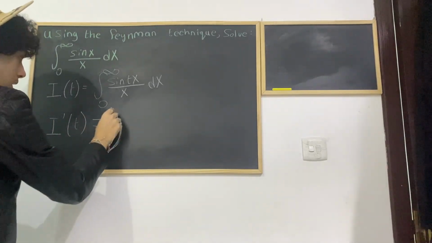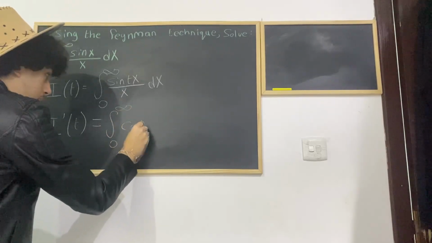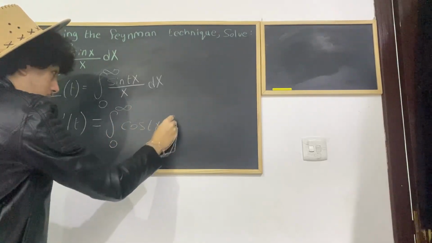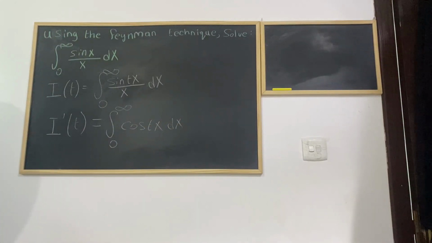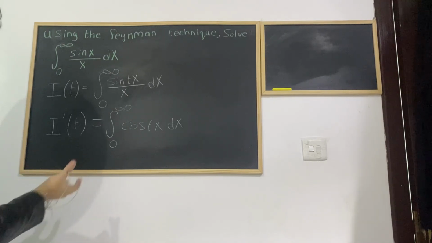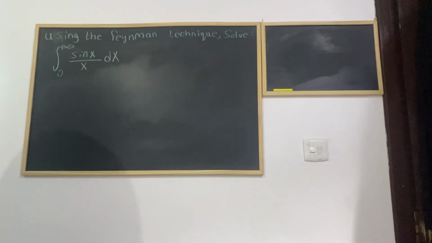So if you differentiate both sides, you're going to get that I dash of t is equal to the integral from 0 to infinity of cosine tx dx. Now the problem is the function inside the integral does not converge, it diverges. So if you evaluate it, you're going to see that it does not converge, it diverges. Now that's a problem. So let's start it over.